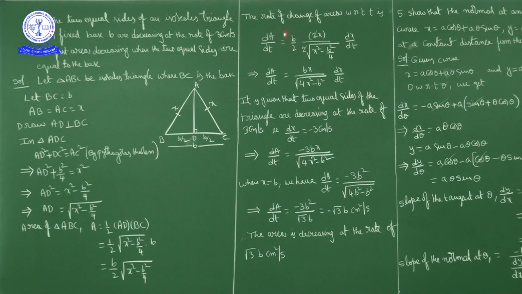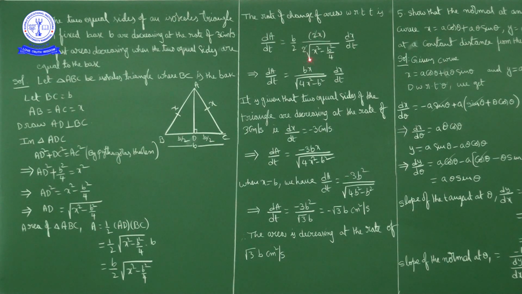So b by 2 is constant as it is. Now the square root derivative is 1 by 2 root x, so 1 by 2 into square root of x square minus b square by 4. Now, inside, derivative of x square minus b square by 4: x square derivative is 2x, b square by 4 derivative is 0.